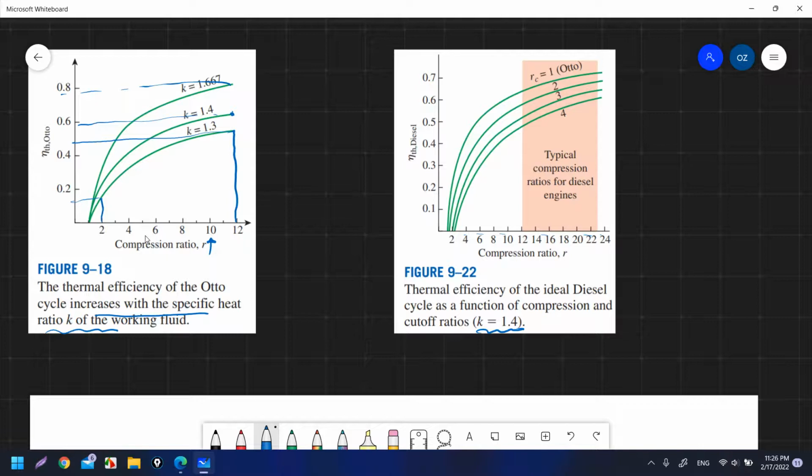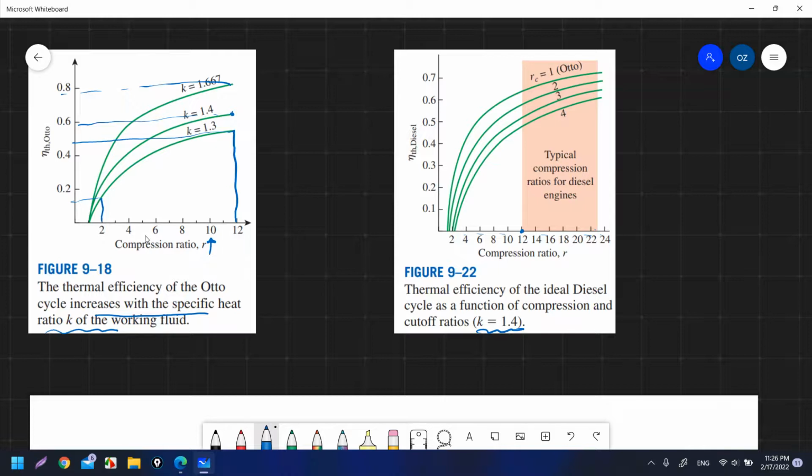By increasing the compression ratio, we will have a higher thermal efficiency. The comparison here is that the Otto cycle will stop at a compression ratio of 12, but for the diesel cycle we can continue until we reach around 22, 23, 24. That is the typical compression ratio for diesel engines. So by increasing the compression ratio, the thermal efficiency will increase.